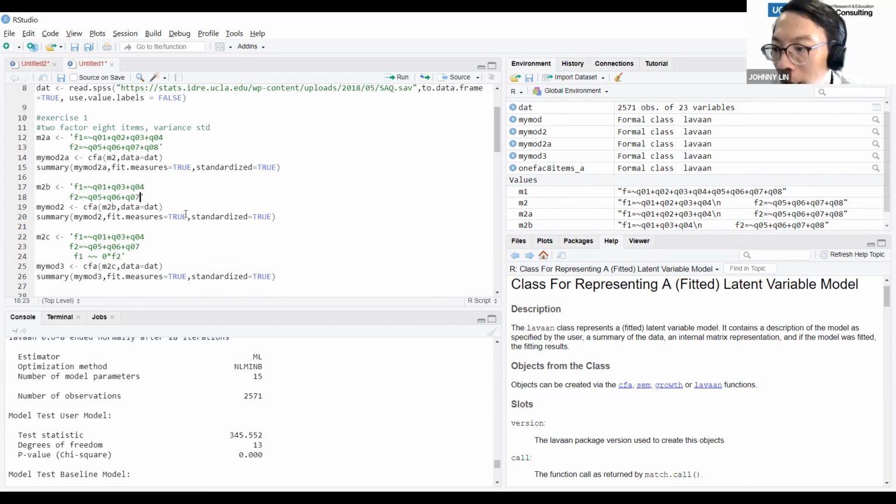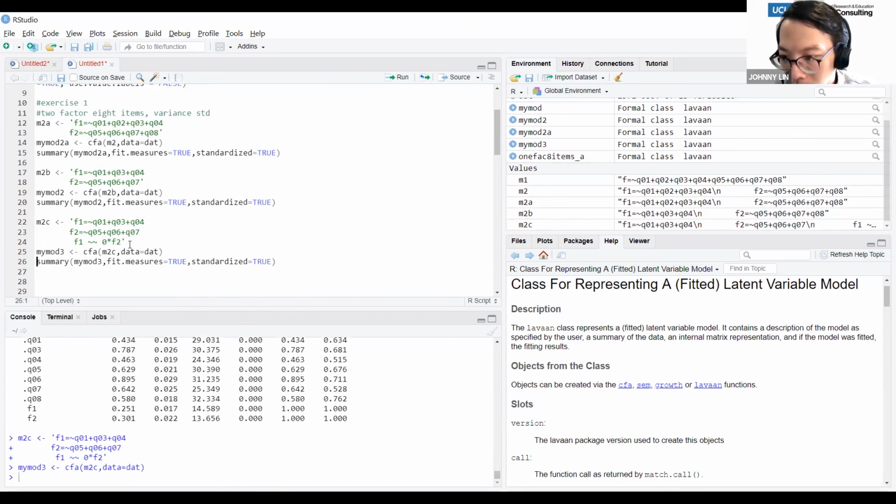All right, so I got that, and then you guys know how to unconstrain the covariances, right? By setting the 0 star. Now, what did you notice about the fit?